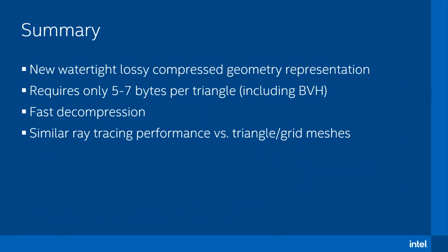In summary, we propose a new watertight lossy compressed geometry representation that requires only 5 to 7 bytes per triangle, including all BVH data. Due to the fast decompression, we observe a similar ray tracing performance versus standard triangle or grid meshes.